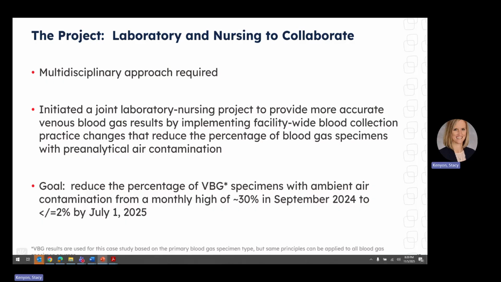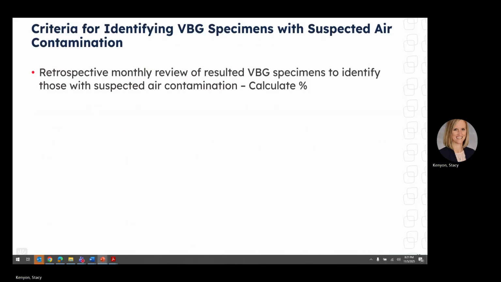I also want to quickly mention that we are looking at venous blood gas or VBG specimens specifically, as those are the primary specimens collected at this site where this case was brought to our attention. However, the same principles would apply to all blood gas specimen sources. So the same principles for trying to reduce air contamination would apply no matter what your source is.